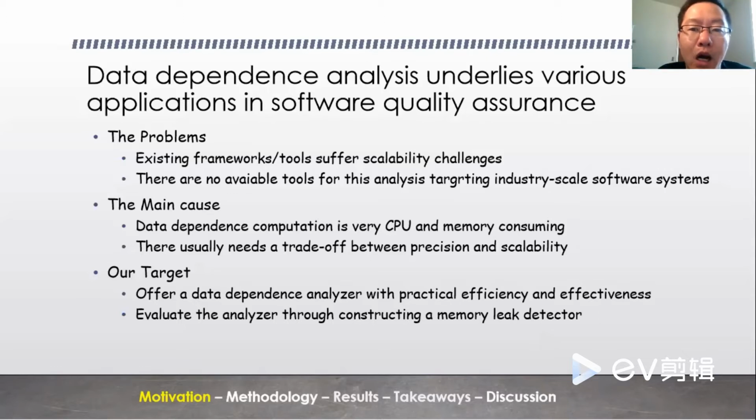In this paper, our goal is to develop a static interprocedural data difference analysis tool that scales to industrial-scale software systems with a practical cost-effectiveness trade-off. To evaluate the tool, we solve a typical source-sink problem, that is memory leak detection. The results indicate that our tool performs well in both time and memory efficiency, and our tool is able to detect practical vulnerabilities.